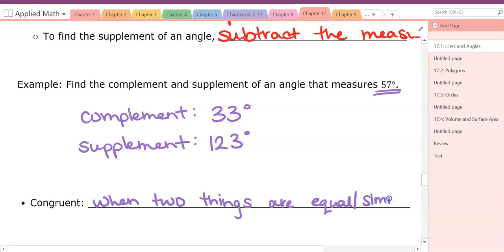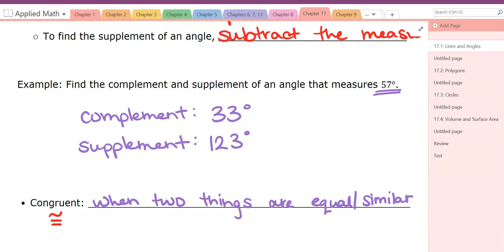You guys remember the symbol for congruent? It's an equal sign with that little squiggly line on top of it. Okay? So you can use this symbol when you're talking about things being congruent to each other, or if you see that symbol in a problem, they're trying to tell you that those things are congruent.